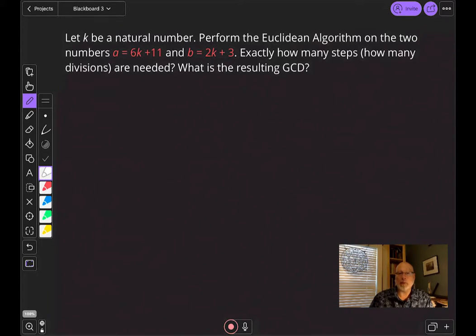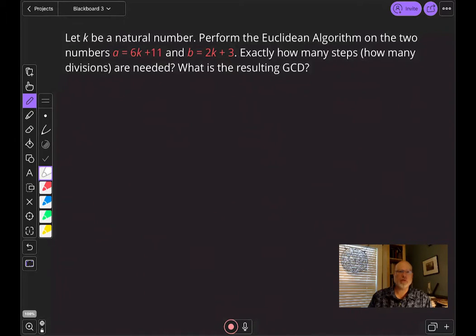So this particular problem is similar to one of the ones that's in section 1. Let k be a natural number. This time we're going to perform the Euclidean algorithm on the two numbers a equals 6k plus 11 and b equals 2k plus 3. So we're not looking at a specific number this time. We're looking at the two numbers that have a particular form to them.